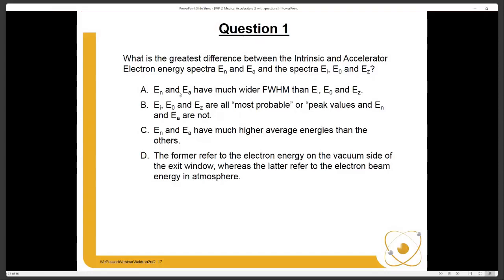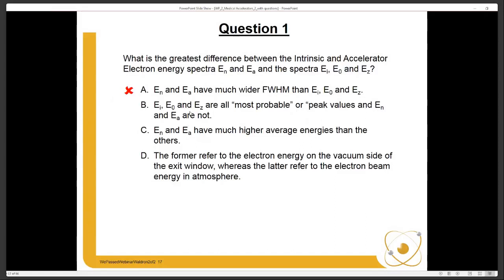E sub N and E sub A have much wider full width half maximum than E sub I, E sub naught, and E sub Z. And as we saw in the last slide, no, that is not the case. The energy spread increases immediately as we get out into the world and we start calling it I, E, and Z as opposed to N and A. Is it that all are most probable or peak values and these two are not?